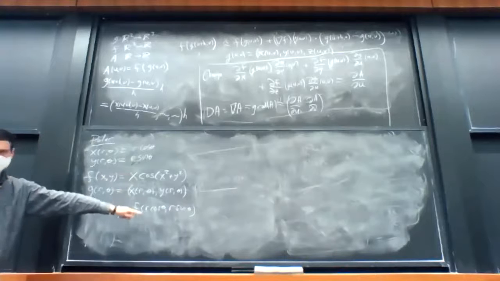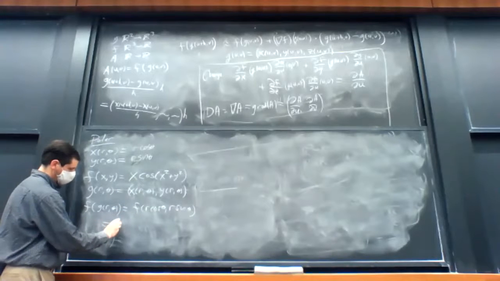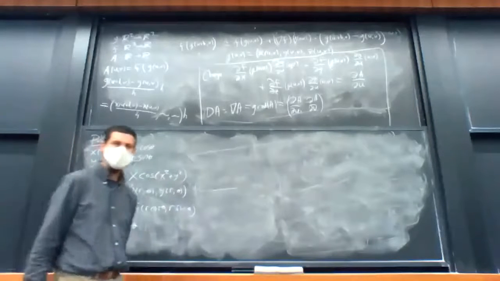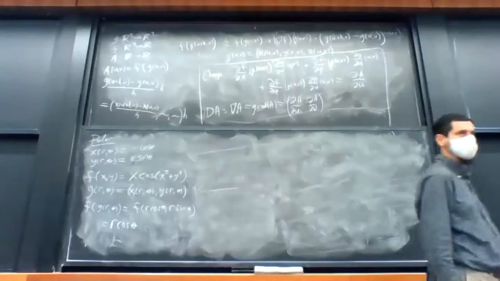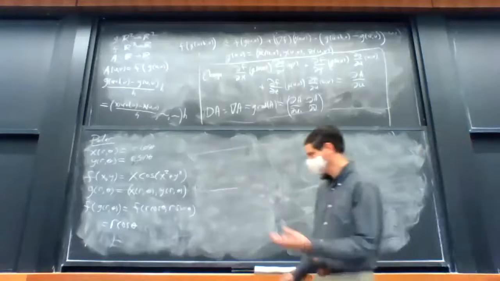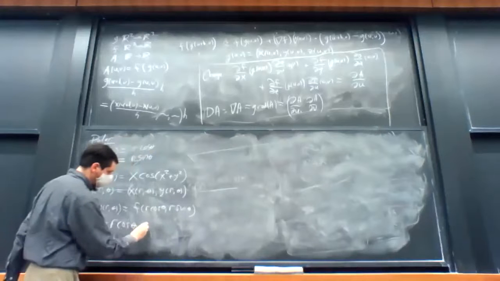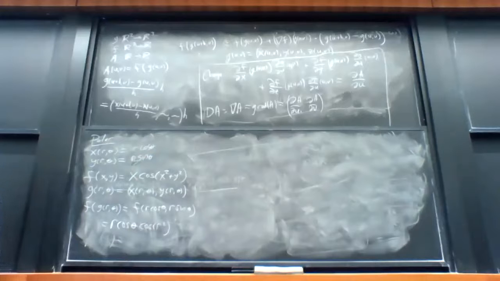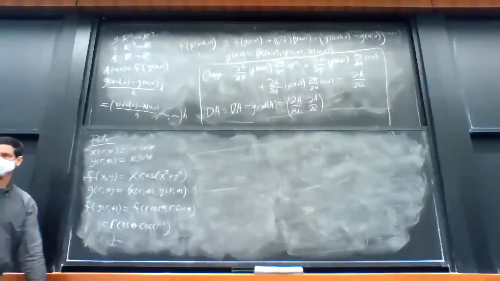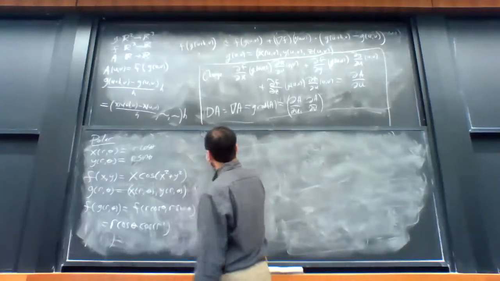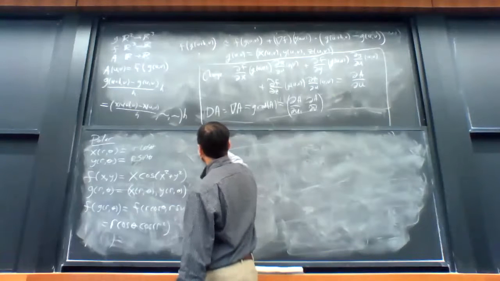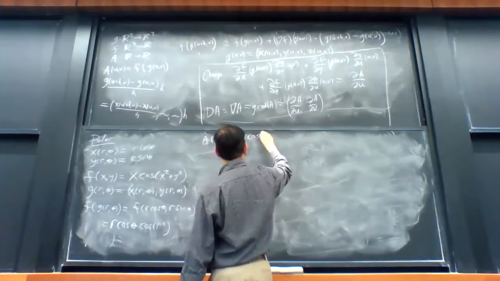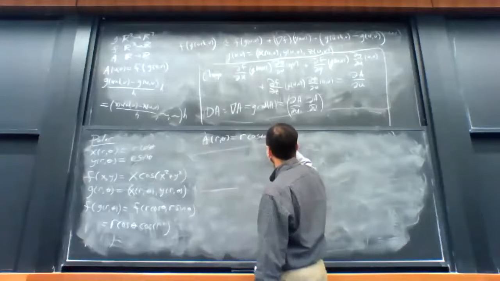All right, so it's x, which is just r cosine theta. And then we have cosine of x squared plus y squared. What's x squared plus y squared in polar? r squared. So it's r cosine theta cosine of r squared. This is a terrible problem to differentiate. No, this isn't too bad. So A of r theta is r cosine theta cosine of r squared.